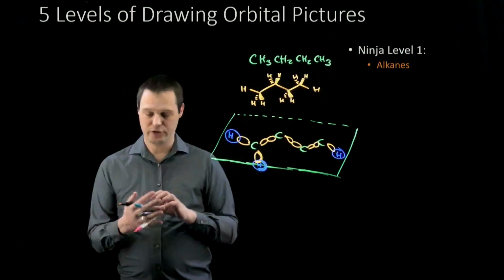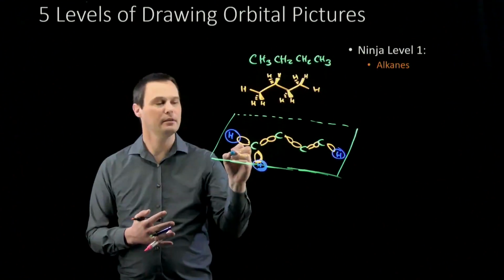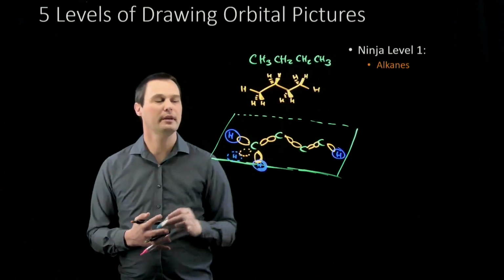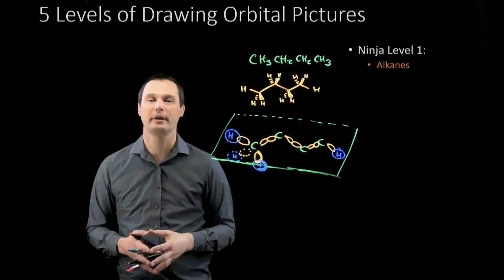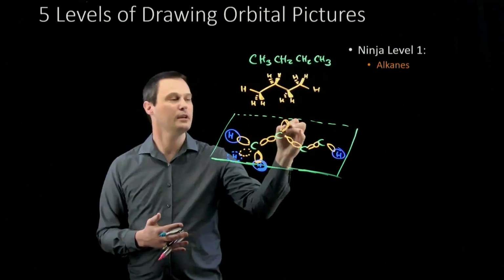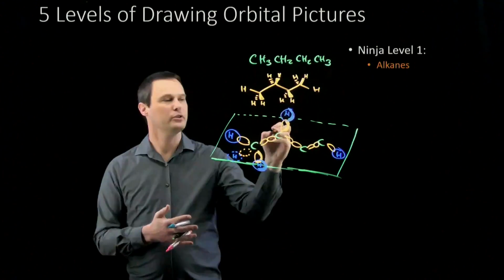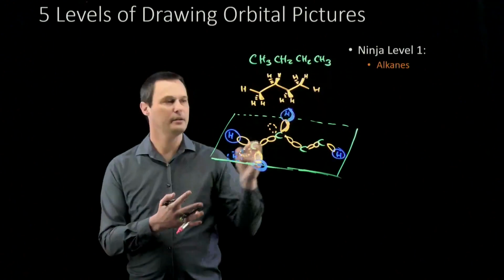For the dashed hydrogen, we'll just use a dashed orbital. The hydrogen is sticking down below that plane, and so the sp3 hybridized orbital and the s orbital are both sticking down below that plane as well. And we'll continue on down the line. The wedged version is sticking up above that plane and is bonded to its hydrogen, and the dashed version is sticking down below that plane, bonded to its hydrogen.